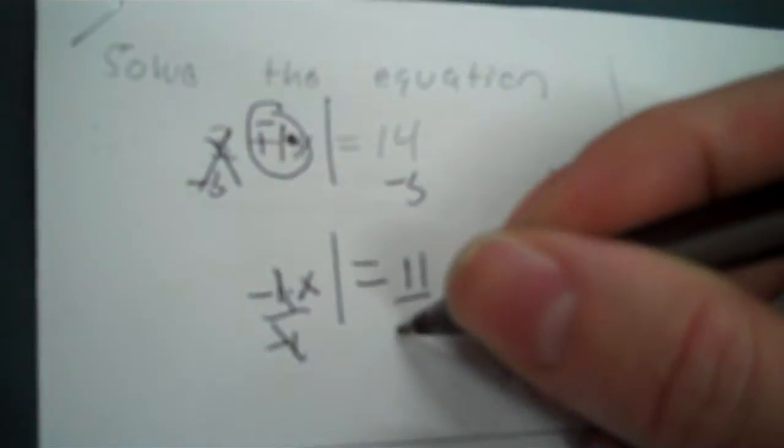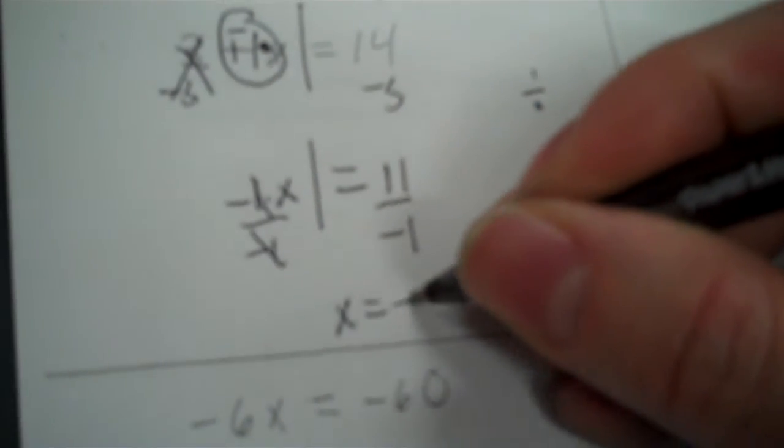Then if you have divide, you undo that with multiplication. It's just simple inverse operations, okay? 11 divided by negative 1 is negative 11.